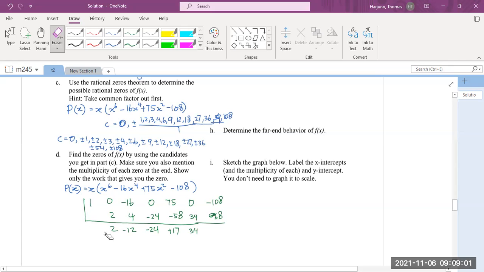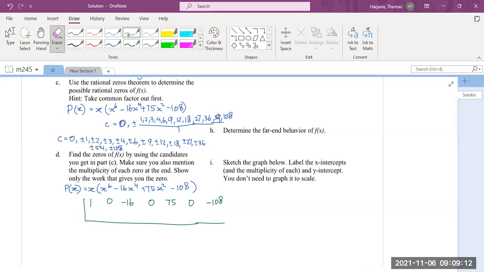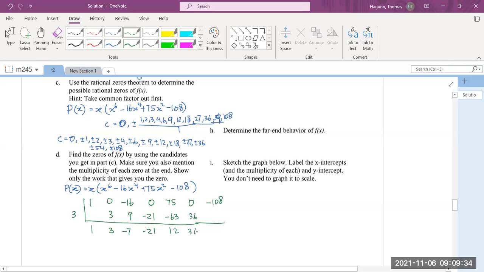Okay. Instead of just staring at that and wondering if it works or not, how about you try it? So 1 doesn't work, 2 doesn't work. Let's try 3 or 4. Okay, let's try 3. 1, 3, 3, 9, negative 7, negative 21, negative 63. What's that? That's 12. 2, 6. Oh, so 3 is a zero. 3 is a zero. Nice.